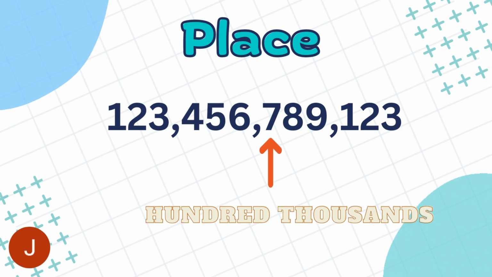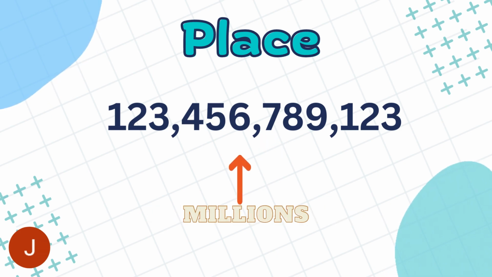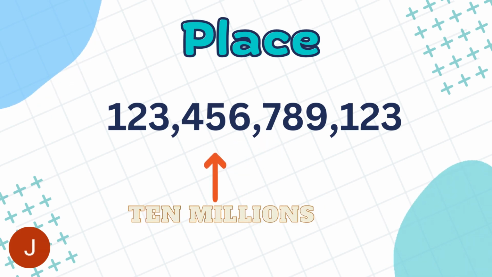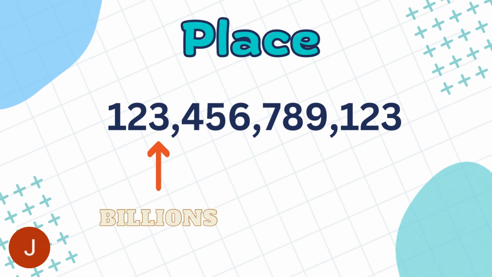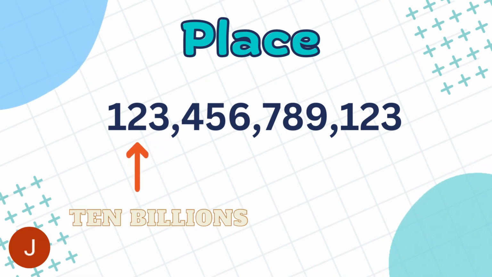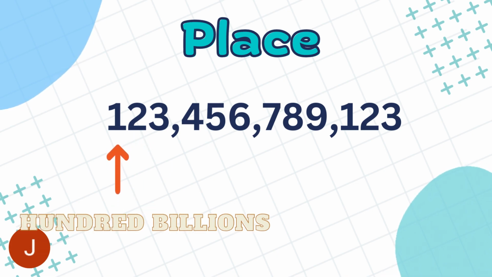hundred thousands. After that, millions, 10 millions, 100 millions, billions, 10 billions, and finally 100 billions. This is the place of the number. This is where every digit in the number is positioned.